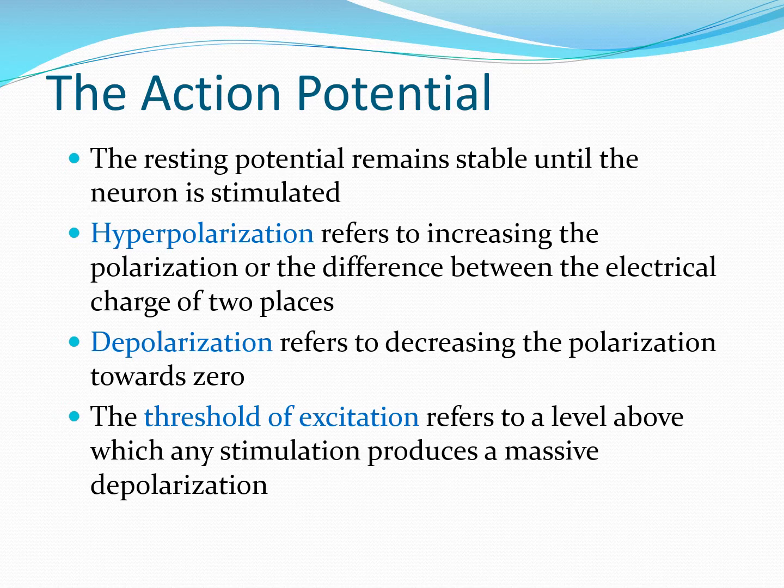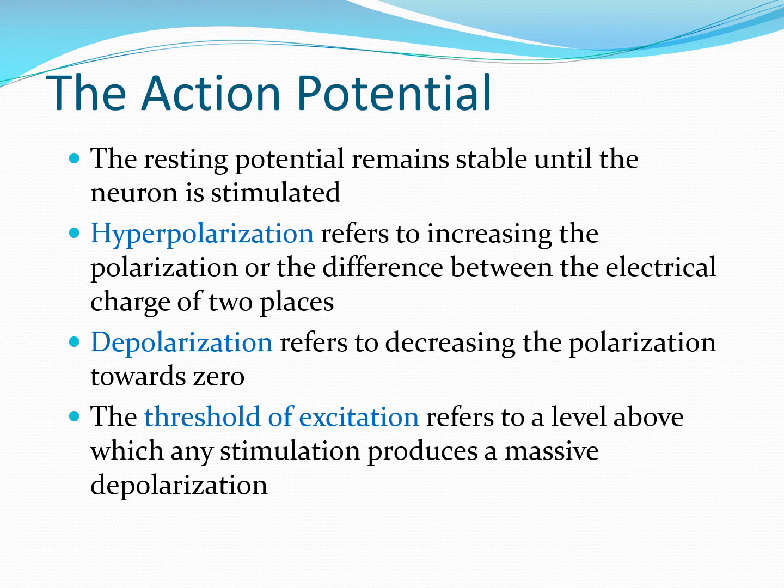We can see this hyperpolarization, and we're going to discuss this more when we talk about synapses, where we are increasing the polarization, or the difference between the electrical charges inside the neuron compared to outside the neuron. So inhibiting the probability that that neuron's going to fire. And we can see depolarization, decreasing the polarization towards zero when excitatory information is coming into the neuron. We're going to send the action potential if we reach a threshold of excitation, some level above which any stimulation produces this massive depolarization.